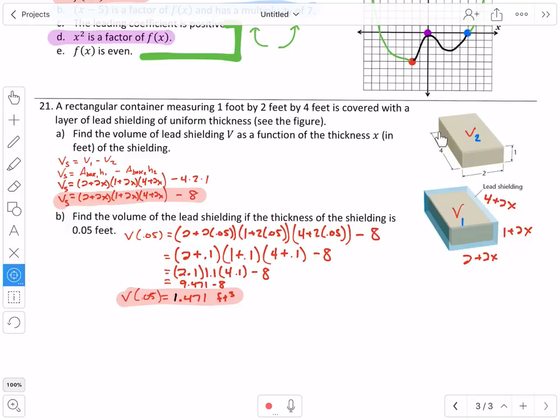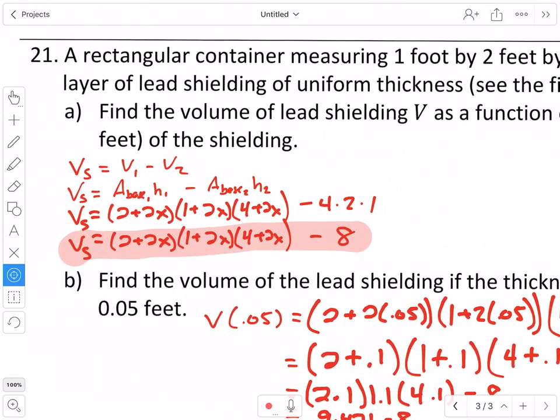this is the rectangular container. This picture is the rectangular container and the shielding. To find the volume of the shielding, V sub s, I have to take the entire volume of this large rectangular prism and subtract the volume of the smaller rectangular prism. What I'm left with is the shielding, which is kind of like a shell with the inside gone. So to do that, I need to take the big volume, which I labeled as volume 1, minus the small volume, volume 2.